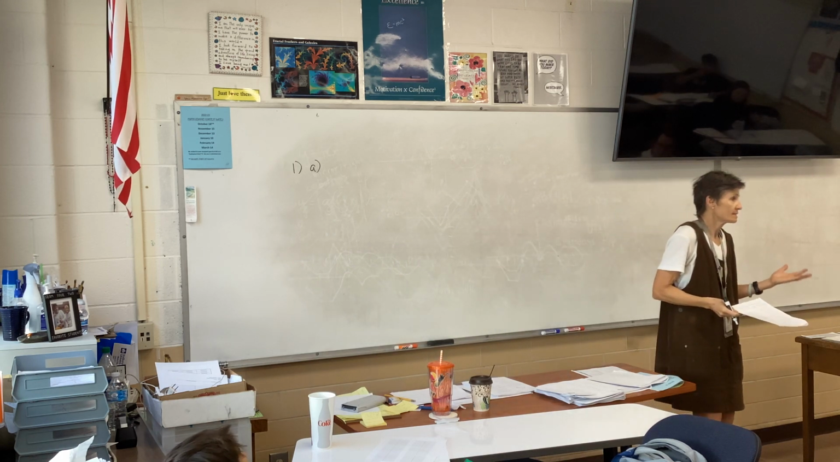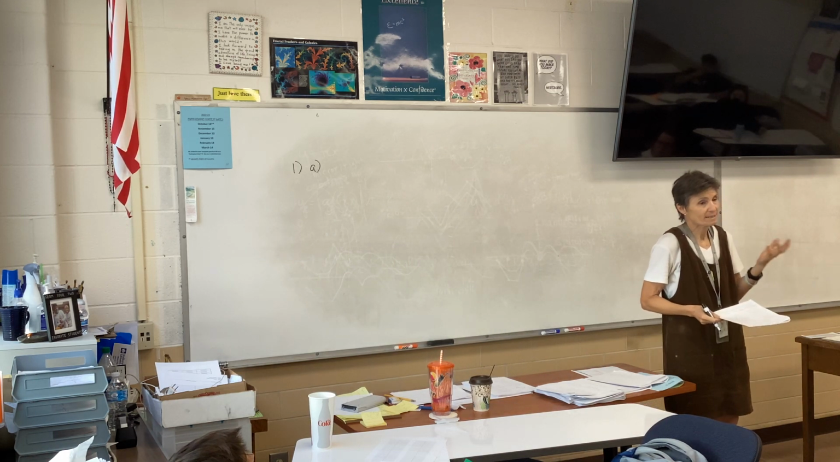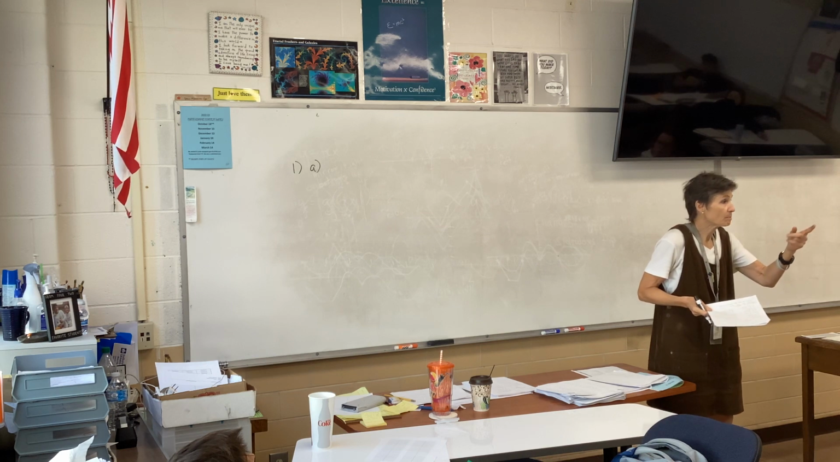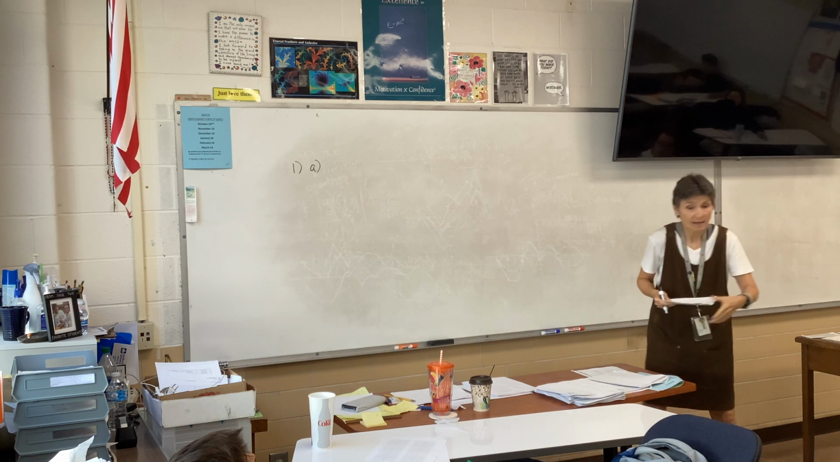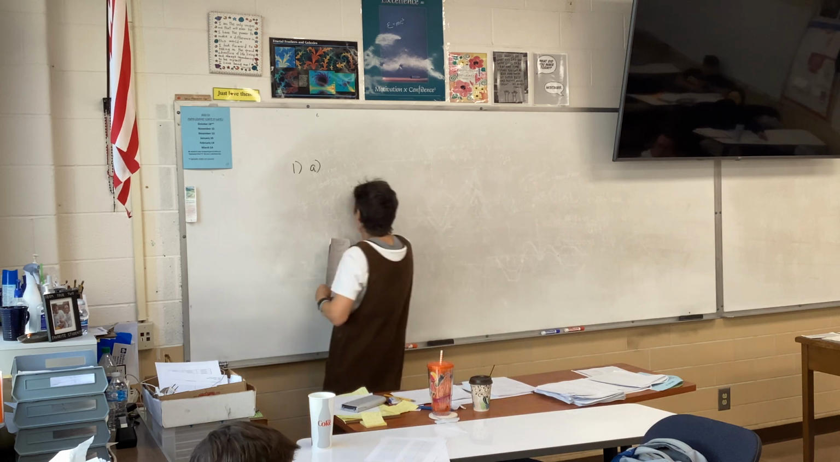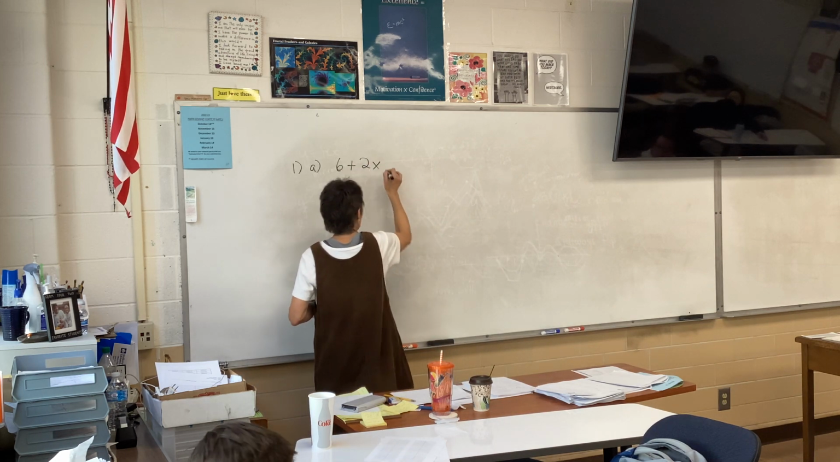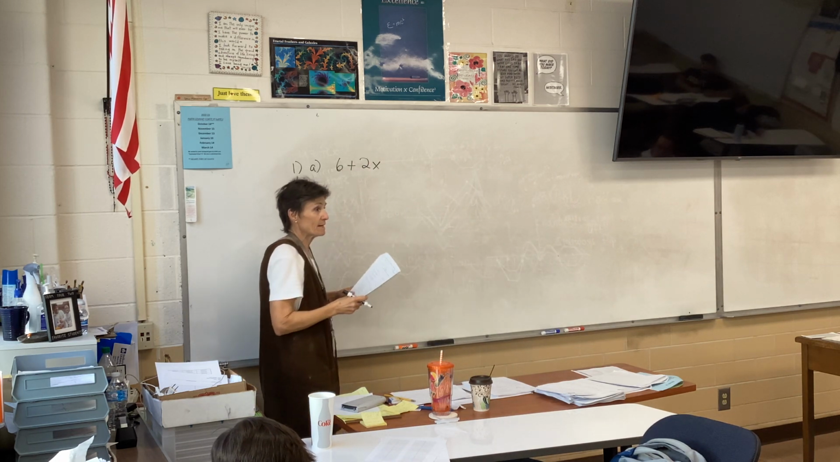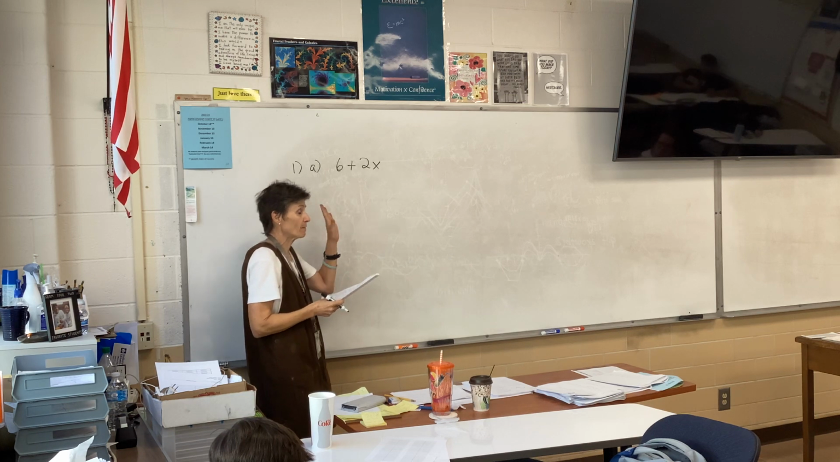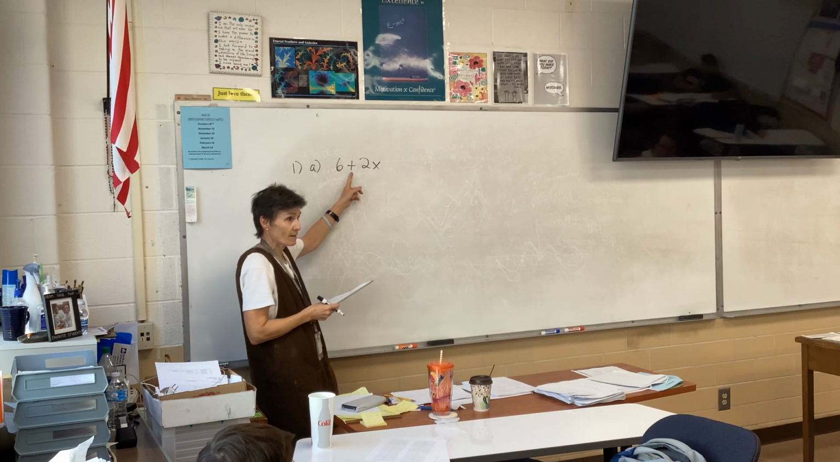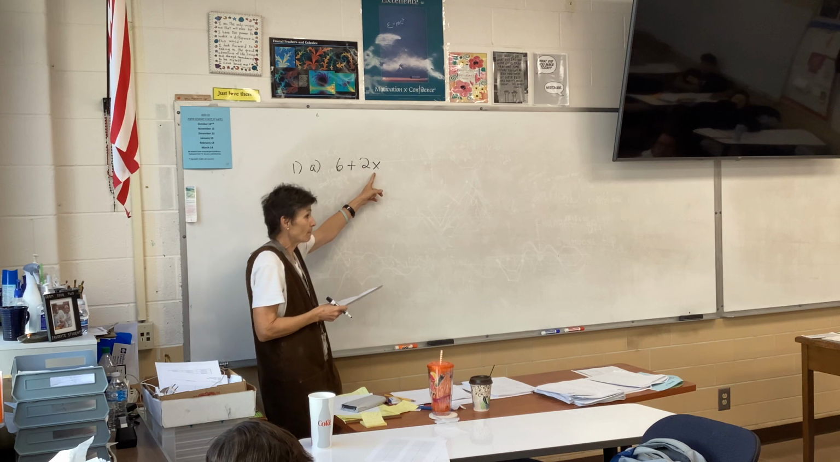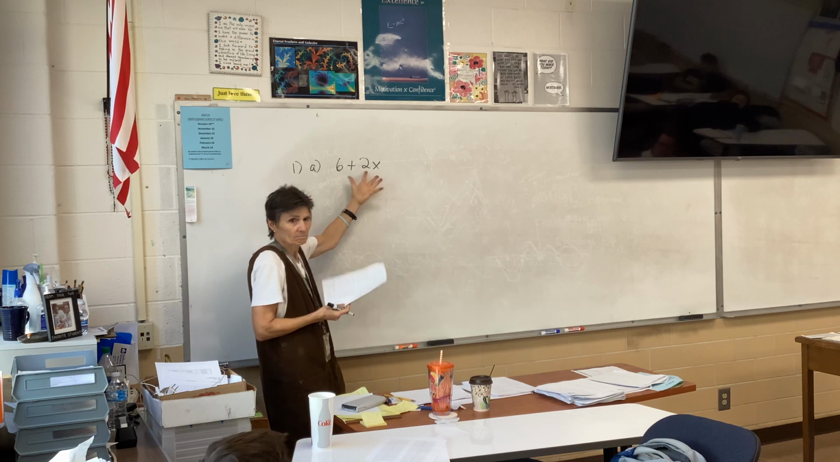Okay, what do you think? 6 more than twice the number. 6 plus 2x. Now, do we have to use x? No. You can use anything you wanted, right? N, A, B, whatever letter you want. 6 more than 2 times the number, twice the number. That's easy.